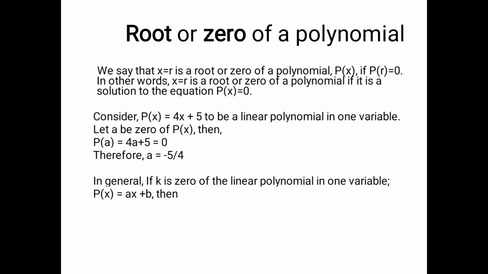For this value, p of x will become 0. In general, if k is a zero of a linear polynomial in one variable, p of x equal to ax plus b, then p of k equal to ak plus b equal to 0. And for the value k equal to minus b upon a, the polynomial p of x becomes 0.